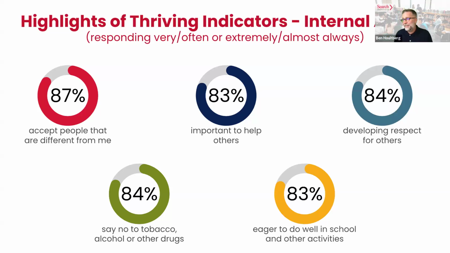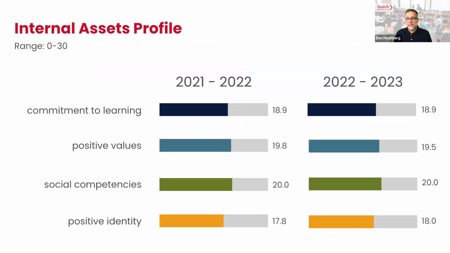Nearly 90% of young people talk about accepting people that are different from me, that they do that often or very often. That's an important value, as is helping others, or developing respect for others. All of these social competence and positive values around inclusion are really important for this sample of young people. And then showing restraint, saying no to tobacco, alcohol, or other drugs, and really being eager to do well in their activities and schools. So I wanted to highlight that first as framing before we go into more of those broader categories that we see some trends in.